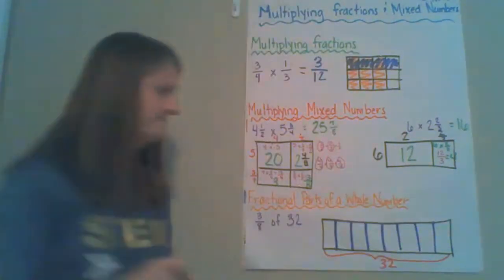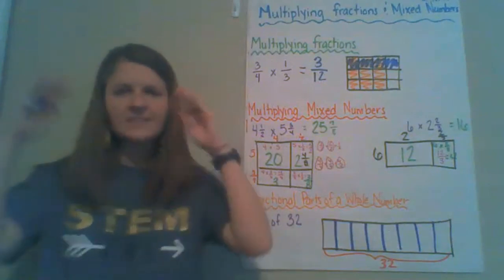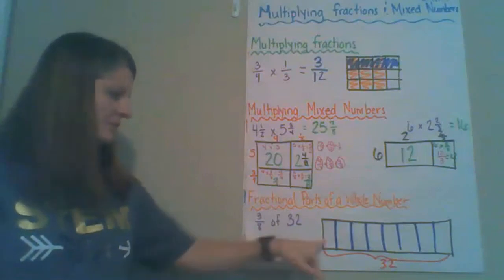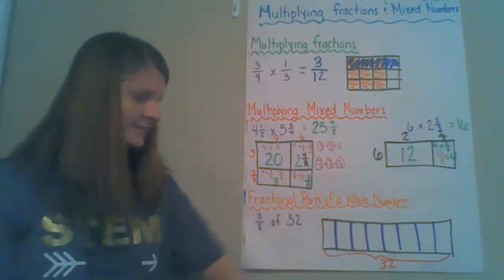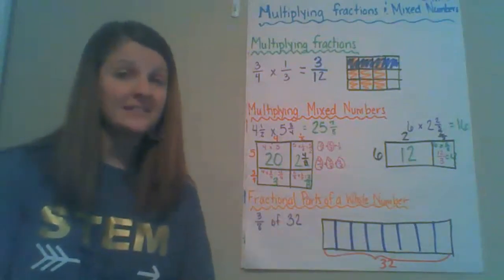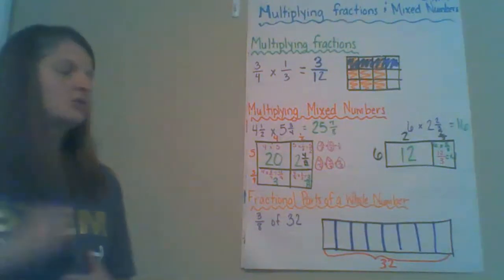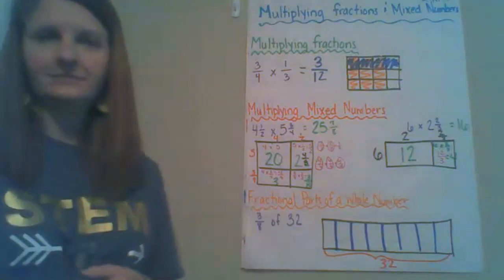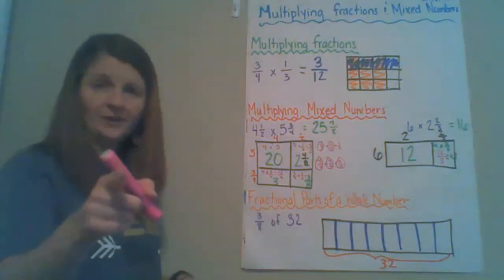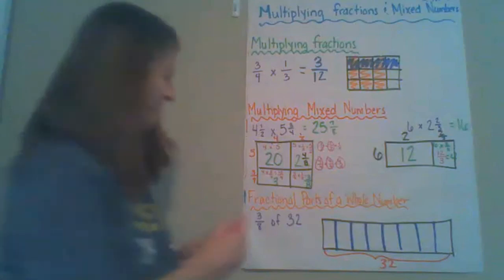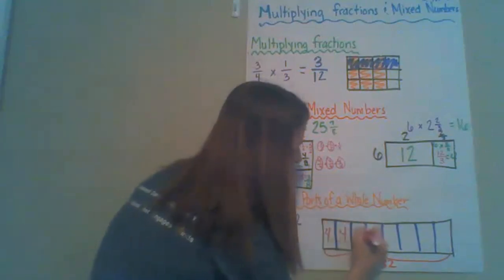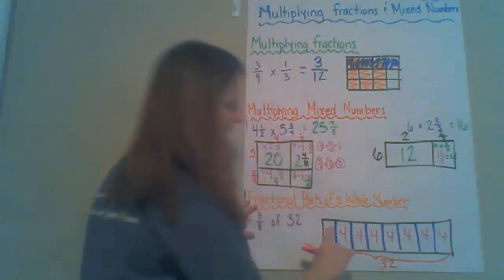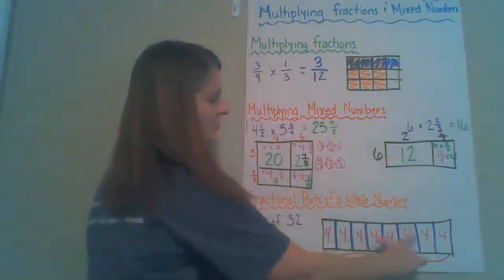All right. Now, let me think. I have 8 equal groups. So there's a number that goes in each of these. And if you add it up 8 times, it'll give us 32. So what times 8 equals 32? If you said 4, you're rocking and rolling this morning. Good job. So 4. Each of those sections equals 4. 4, 8, 12, 16, 20, 24, 28, 32.